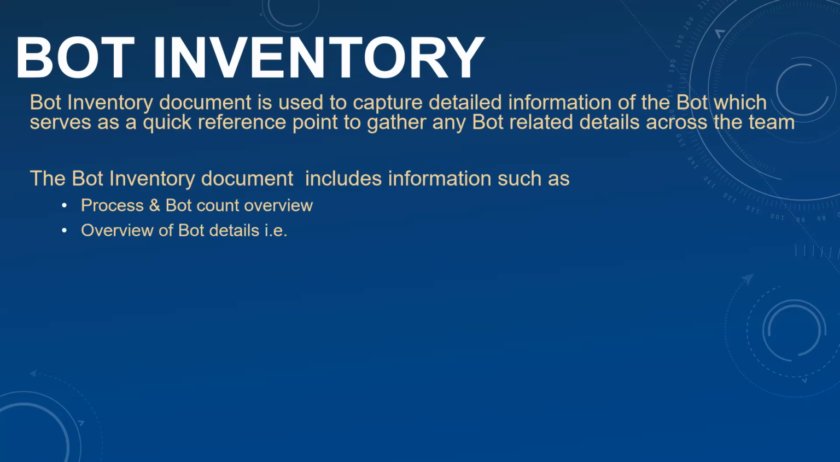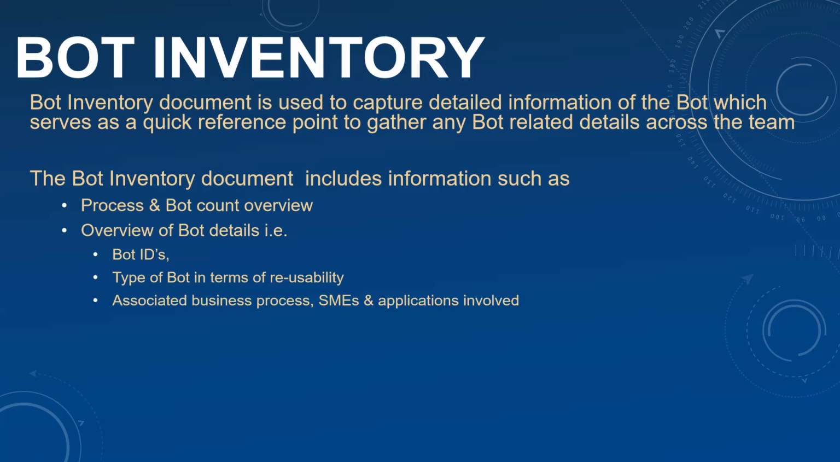The next information captured in this bot inventory is the overview of bot details. For example, the bot IDs, the type of bot, in terms of whether it has a reusable component or not, such kind of details. Then the associated business process for which this bot is developed, who the SMEs were who were contacted at the time of bot development, and the application details involved in this bot.